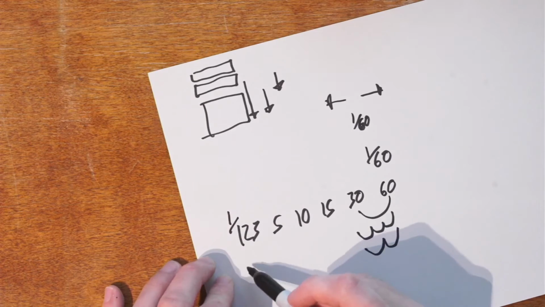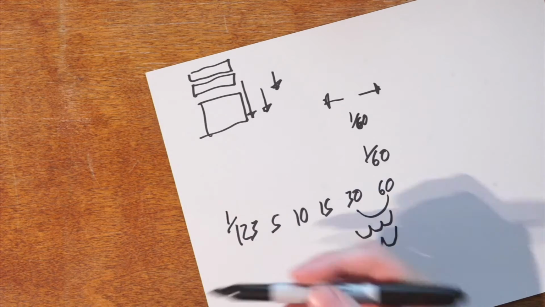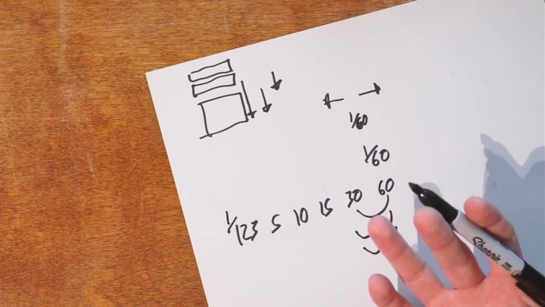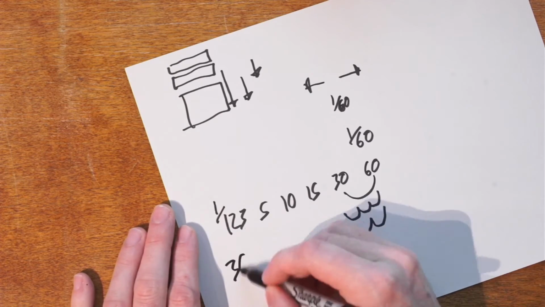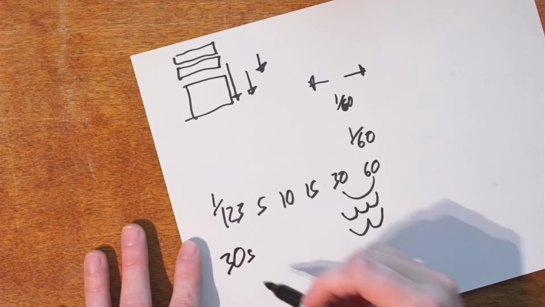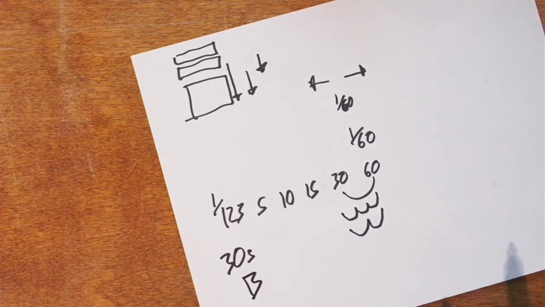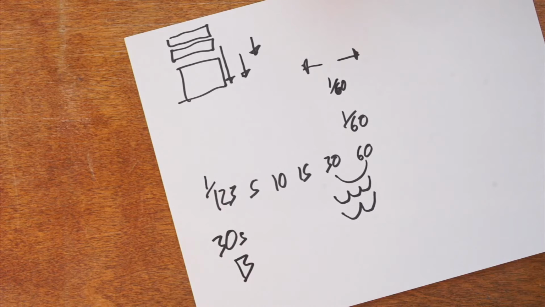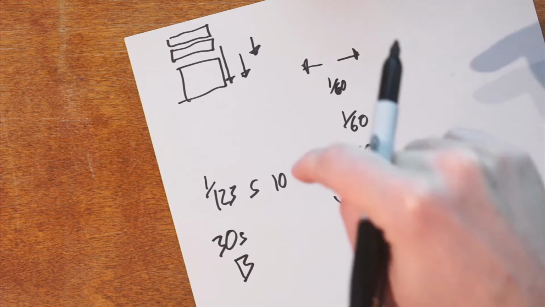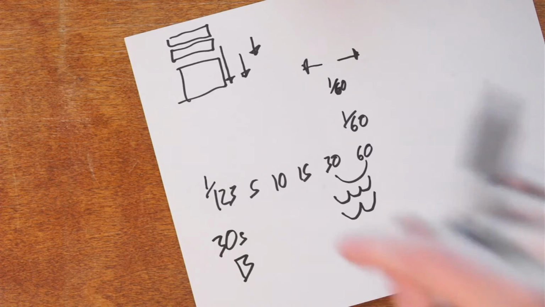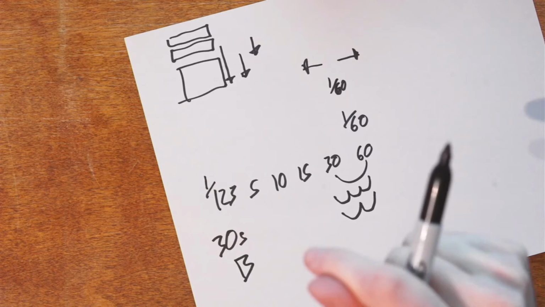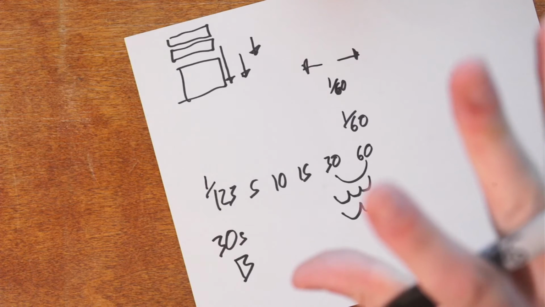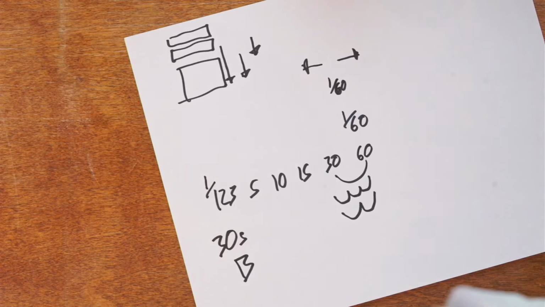So this is 1 second. Now, these can keep getting bigger, right? You can shoot for 2 seconds, 4 seconds, 5 seconds, whatever. Most cameras will stop at 30 seconds, and then you will see a B. That B is bulb. What bulb means is that you just have to physically hold down the shutter, right? As long as you hold down the shutter button, it's going to hold the shutter open. As soon as you let go, it's going to close the shutter again.